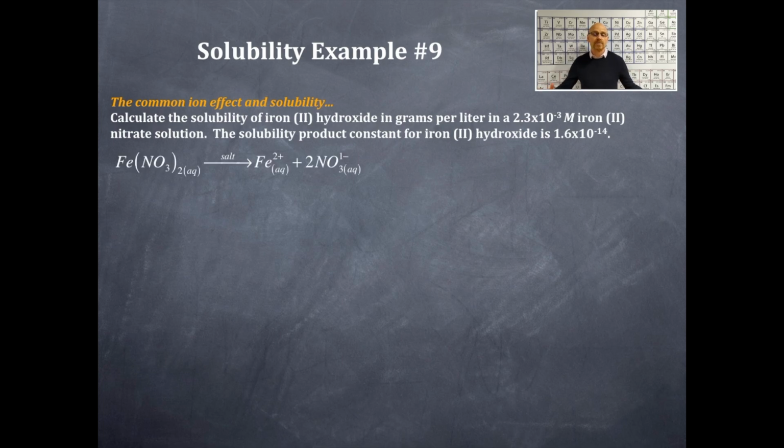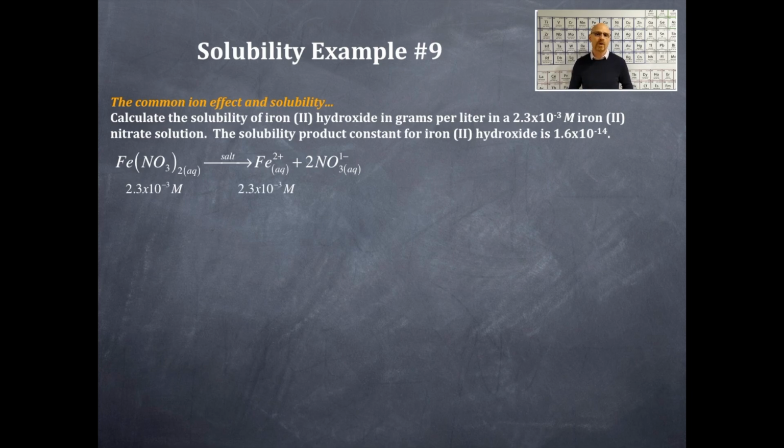All right, so we do know that iron 2 nitrate, or ferrous nitrate, is a salt, and therefore it dissociates 100% to give you an iron 2 plus ion and 2 nitrate ions, consequently. Okay, the concentration of the iron nitrate is 2.3 times 10 to the negative 3 molar.